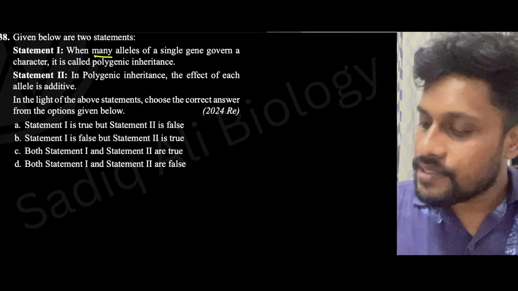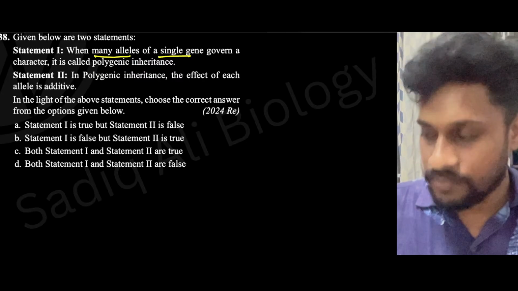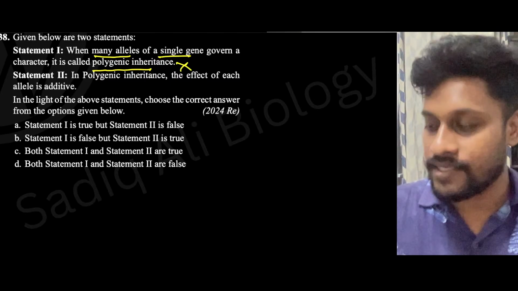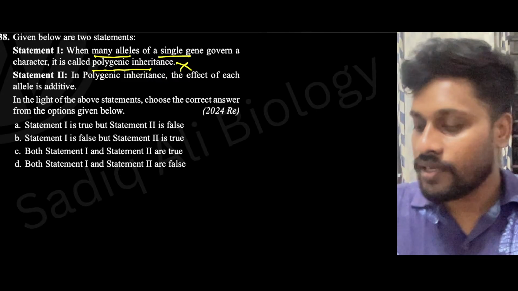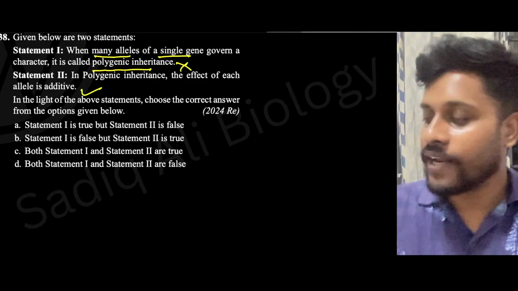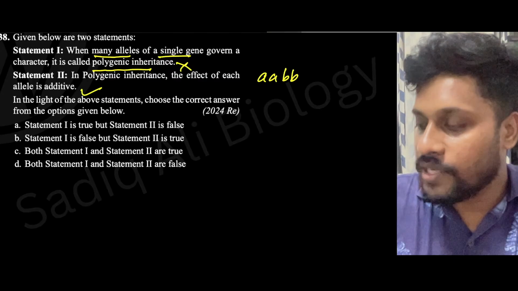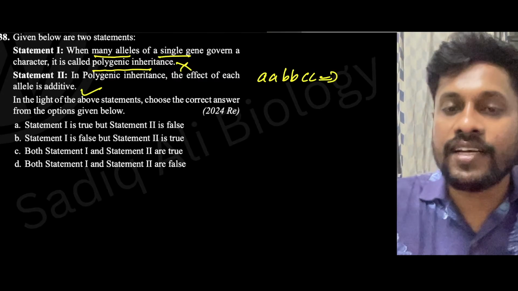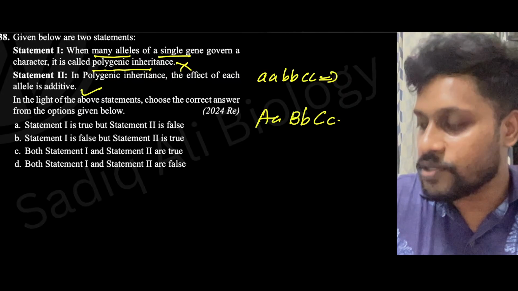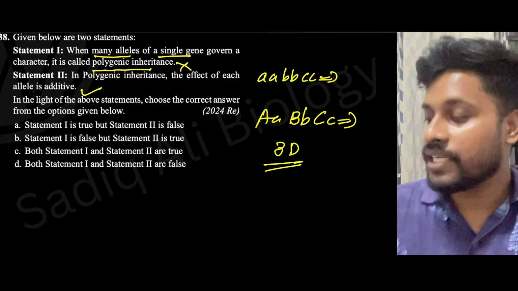When many alleles of a single gene govern a character, it is called polygenic. It is wrong, guys, because polygenes mean many genes, not a single gene. Hence, it is wrong. In polygenic inheritance, each allele is additive. That is true. For example, when you take small a, small b, small c, in case of skin color, these are albinos. But if you take capital A, small a, capital B, small b, capital C, small c, here there are three dominant alleles. So here the color will be more.